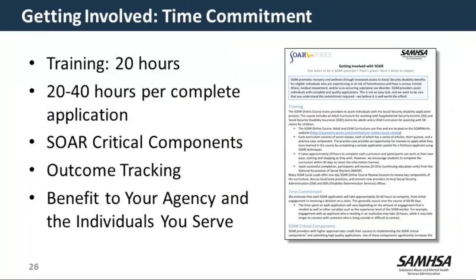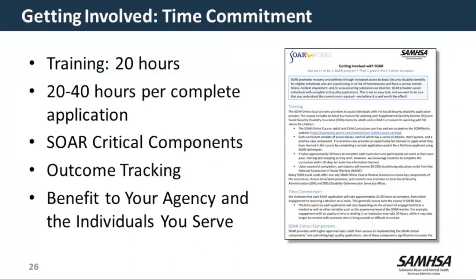So many people ask us what it takes to get involved with SOAR. And like I mentioned, the training takes approximately 20 hours. And then we estimate, based on both anecdotal evidence and information that's reported in our outcome tracking system, that it can take 20 to 40 hours to complete each application.